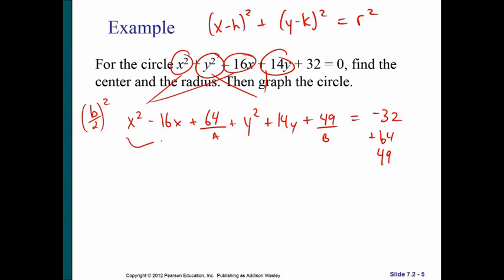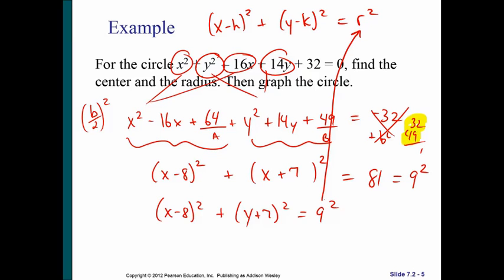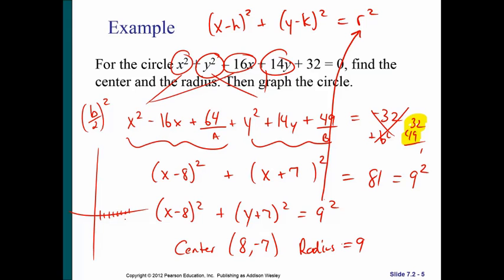And guess what you just created right here? That is a perfect square. It is x minus 8 squared plus, guess what you created here? A perfect square, x plus 7 squared equals 81, which is 9 squared. So tell me something about the circle. Where is its center? 8, negative 7. And what's the radius? Radius is 9. 1, 2, 3, 4, 5, 6, 7, 8. 1, 2, 3, 4, 5, 6, negative 7, and you're going to have a radius of about 9.